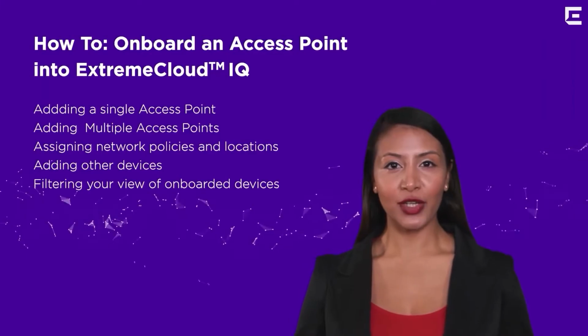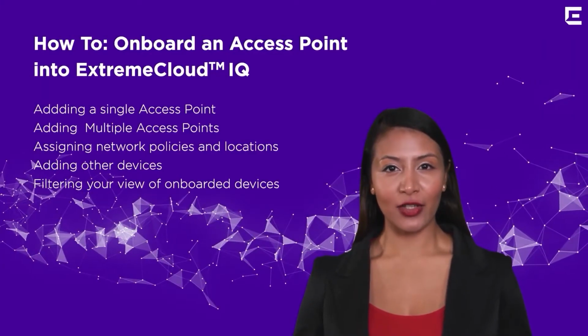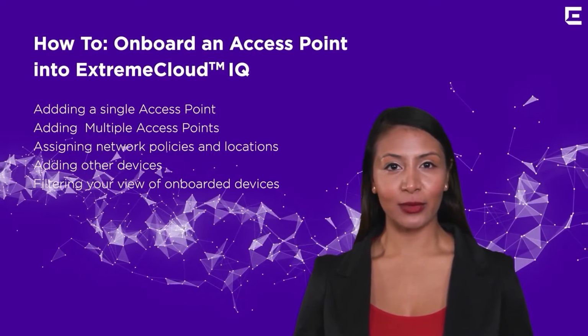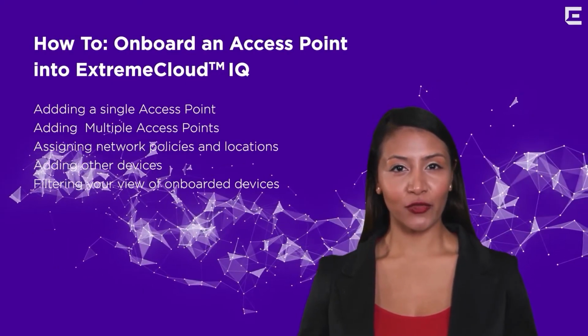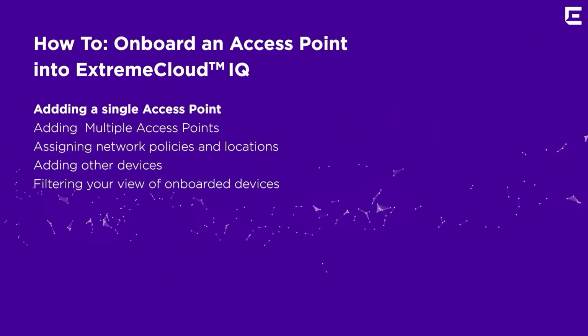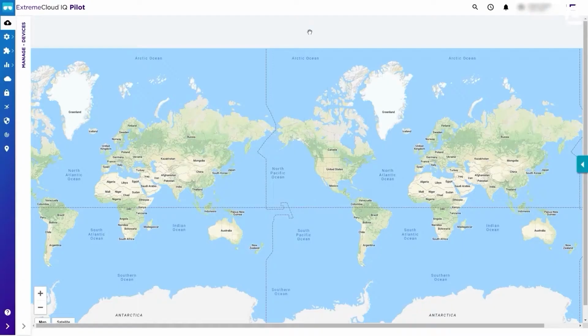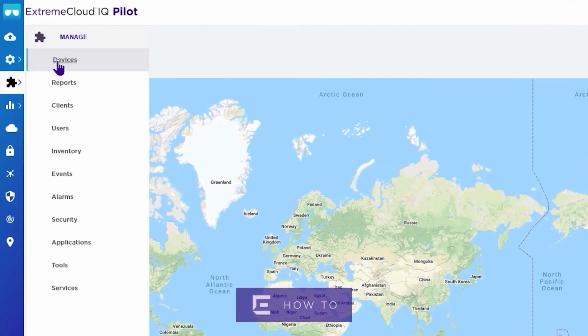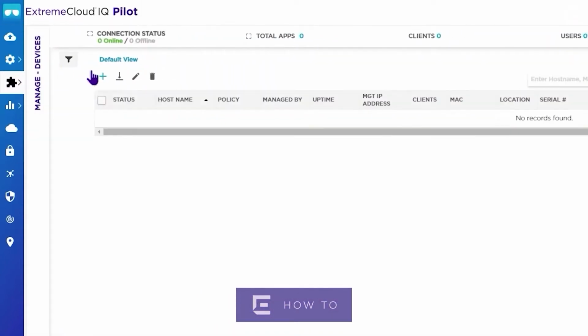In this video we will show you how to onboard an access point into ExtremeCloud IQ and illustrate how straightforward this process is. This video has been structured to enable you to follow along and pause as required. To start, log into ExtremeCloud IQ and select Manage Devices. To add an access point, you simply click on the plus button.